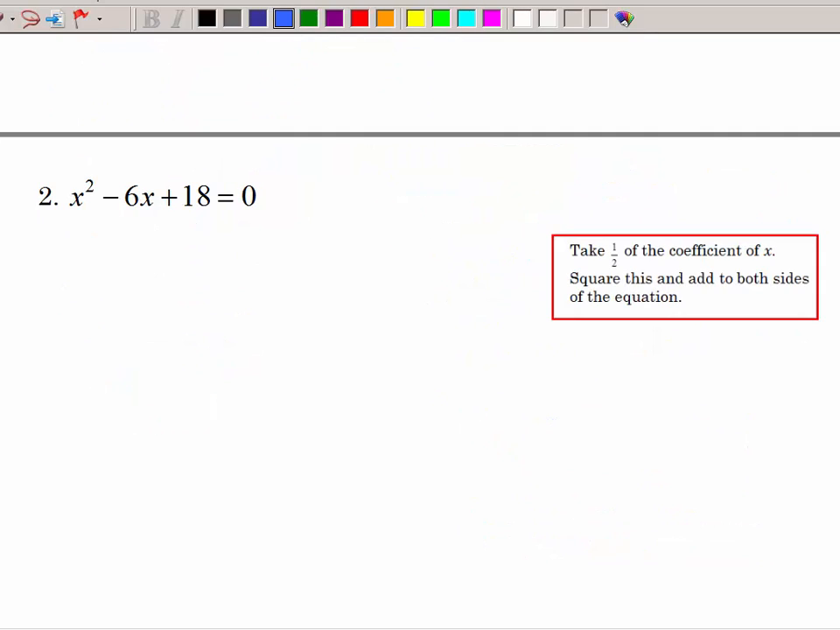Let's look at the second example. Again, we have it written in standard form. A is 1, that's very important. So I'm now going to move this constant to the other side, leave a blank, and I'm always going to say plus because I want to add to both sides. So when I move a positive 18 to the other side, it becomes a negative 18.